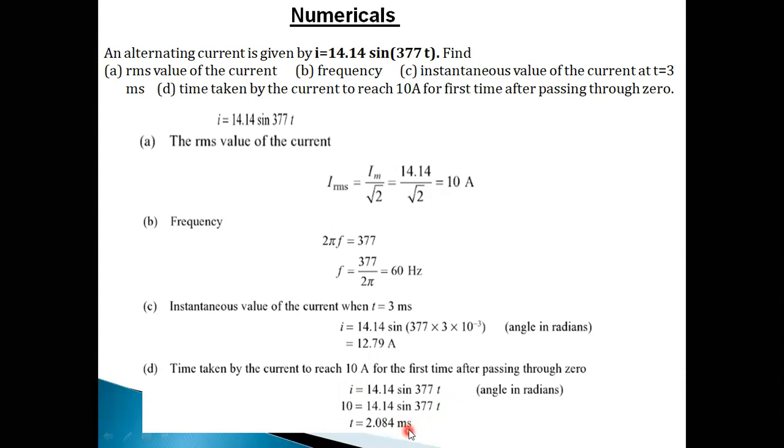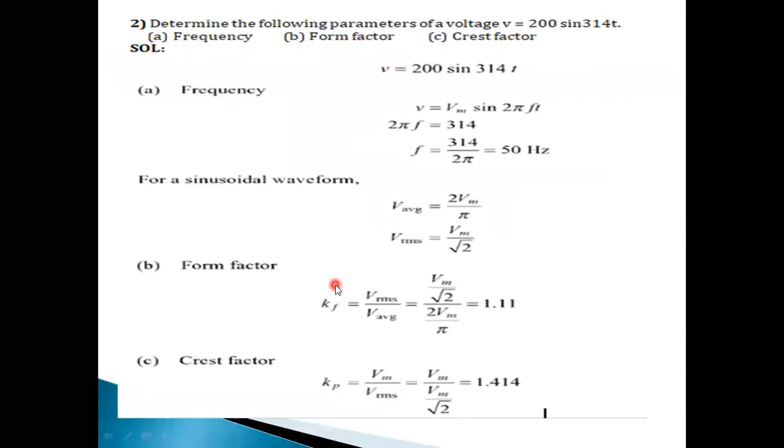It's a simple numerical, but compare this particular equation to the standard equation format i equal to Im sine omega t. From that, evaluate these things here. Same numerical type. Determine the following parameters of the voltage equation they have given right now: v equal to 200 sine 314t. Compare this equation to v equal to Vm sine omega t. That Vm is nothing but 200. Omega is nothing but 314.